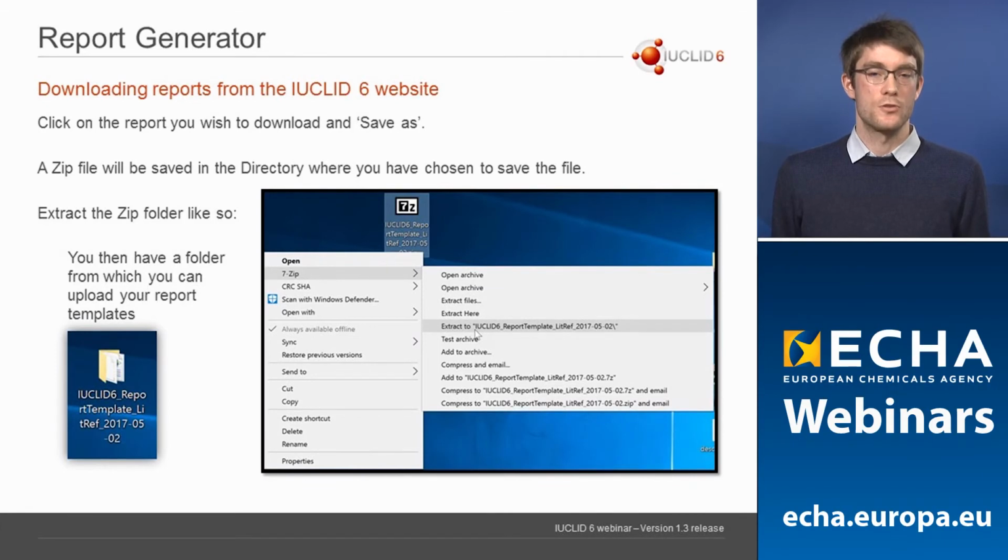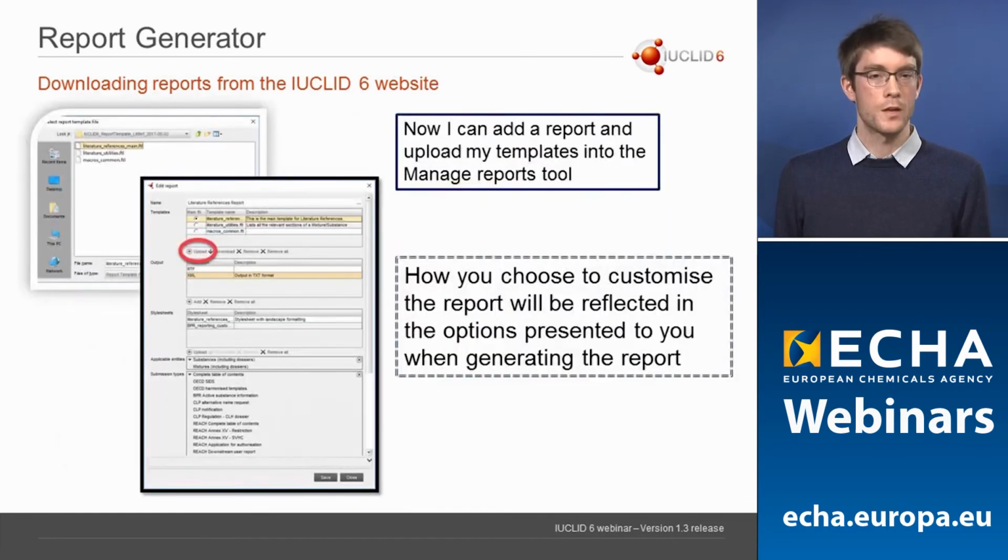So, as I mentioned, you just click on Save As when you go to a new report. This will save a zip file to your computer, and you can extract the zip file as shown there in the screenshot to create a new folder where you can upload the reports from. So in this example here, I have downloaded the new literature references report that's on the ECHA 6 website. I've uploaded it into the new Manage Reports feature. And now I can actually use this with the report generator of Euclid and generate a literature references report.